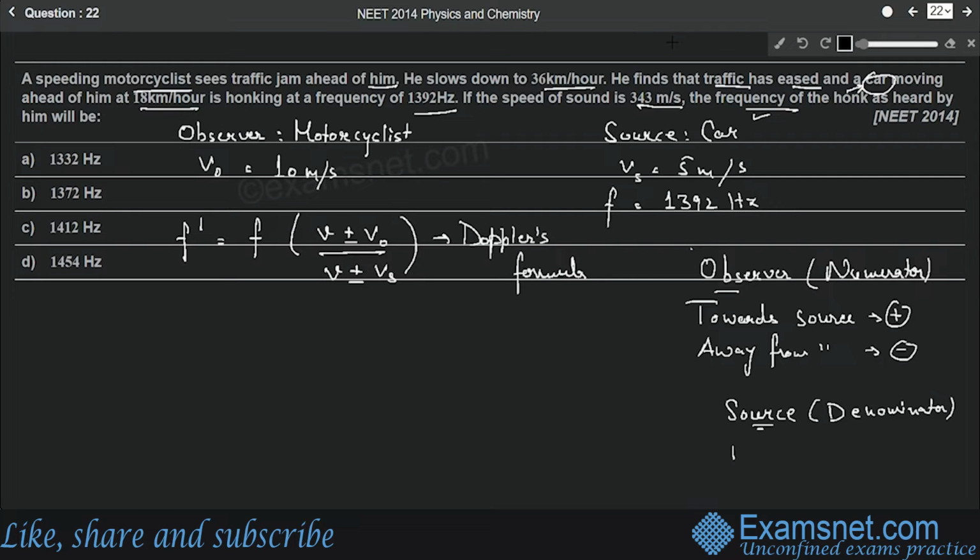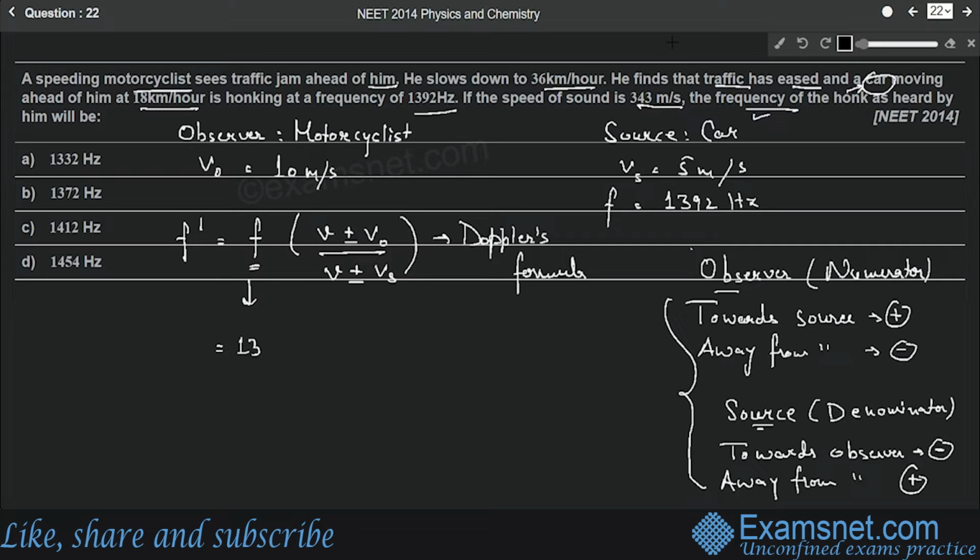That means if the source is moving towards the observer, there will be a minus sign. Okay, and if it is moving away from the observer, then there will be a plus sign. Okay, just opposite rules. Now let's see. We'll put the values here. Frequency is given as 1392. Speed of the sound is 343 meter per second.